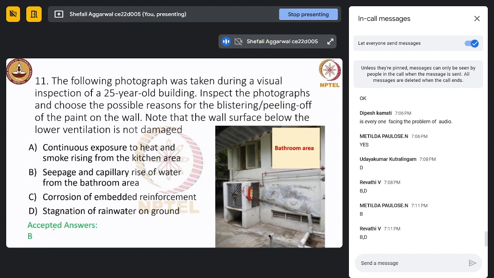The answer is B only. See, if you can see properly, they have given some holes here, and also the slope will be there. So we can't be sure that rainwater will be stagnated here. There is no proof to say that rainwater is stagnated here. So for now, looking at this picture, we can only say that because of the bathroom there is seepage, right?